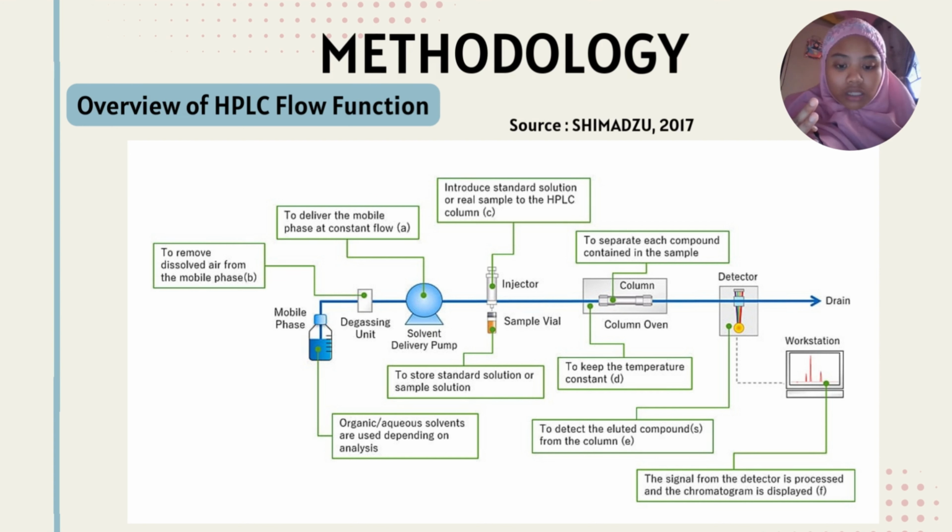So we're going to get the standard solution. It's from the sample vial, which is used to store standard solution or sample solution. Then we move to D, which is the column oven. The column oven is used to keep the temperature constant. In the column oven, we have the column, which is used to separate each compound contained in the sample. Then we go to the detector. The detector is used to detect the eluted compound from the column. Then we have the drain and workstation. The drain is used when the compound is not suitable for us to read, and the workstation is where the signal from the detector is processed and the chromatogram is displayed.